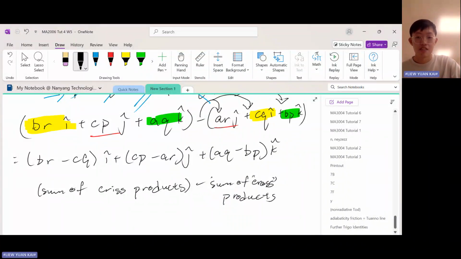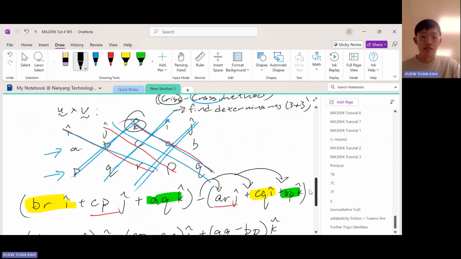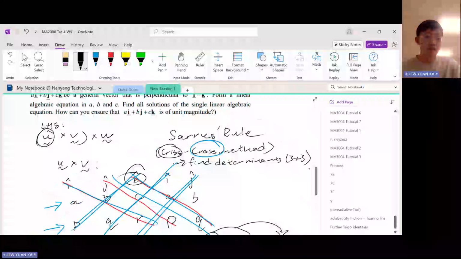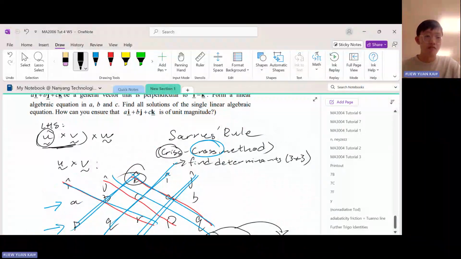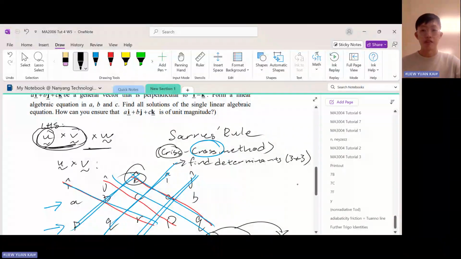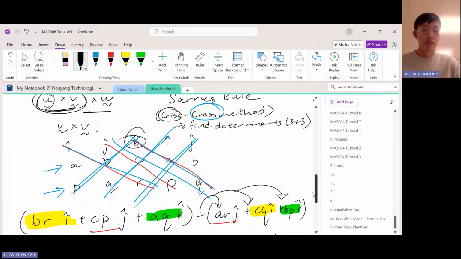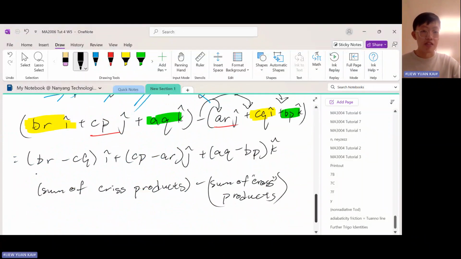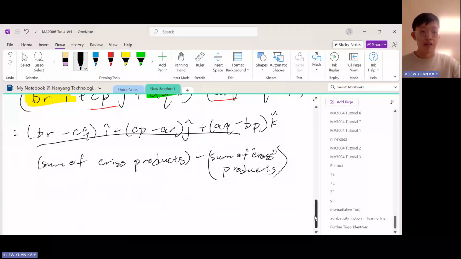Okay, so that's the shortcut of doing the 3x3 determinants. But we're not done yet. We already evaluated U cross V. Now we have to take what we got from earlier and cross product it with vector W. So that means we take our result here and then cross product with W.